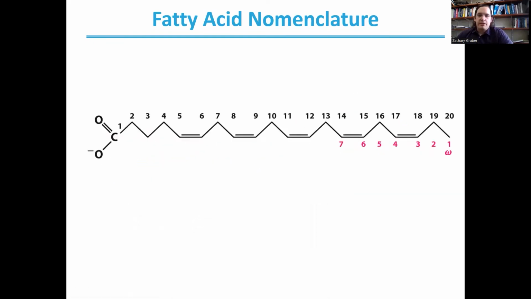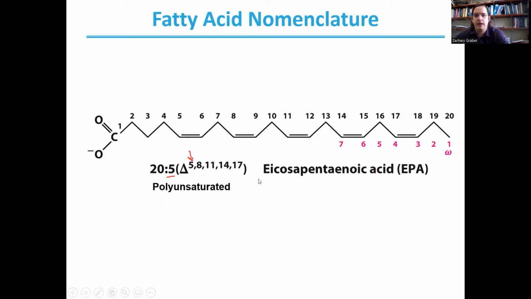We can use the same nomenclature to describe more complicated fatty acids as well. So here we have a longer fatty acid chain. So notice we have 20 carbons here. So this would be a 20-carbon fatty acid. We have 5 different double bonds, again represented right here next to our colon. And then we have a number indicating the position of each of our double bonds. So it's at the 5th, 8th, 11th, 14th, and 17th carbons in our fatty acid here. So this, of course, would be polyunsaturated. We would also have a common name to go along with this. So this is eicosapentaenoic acid, or EPA.